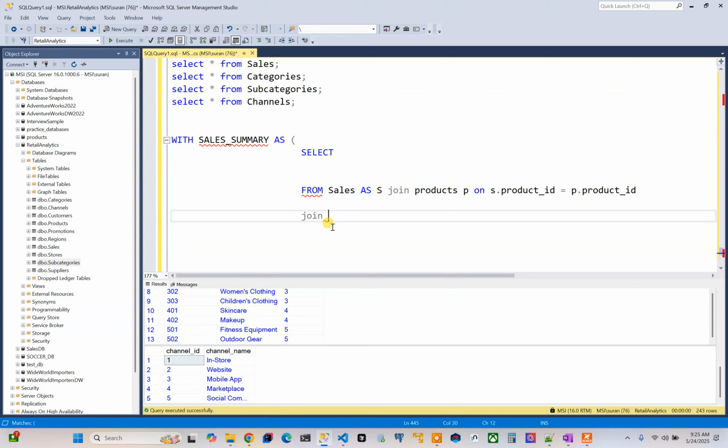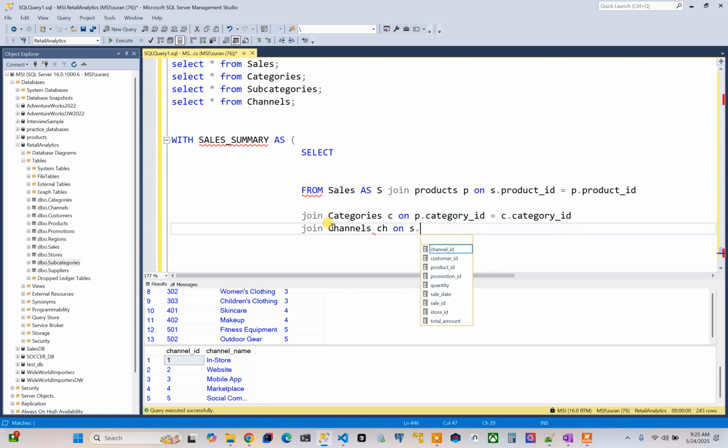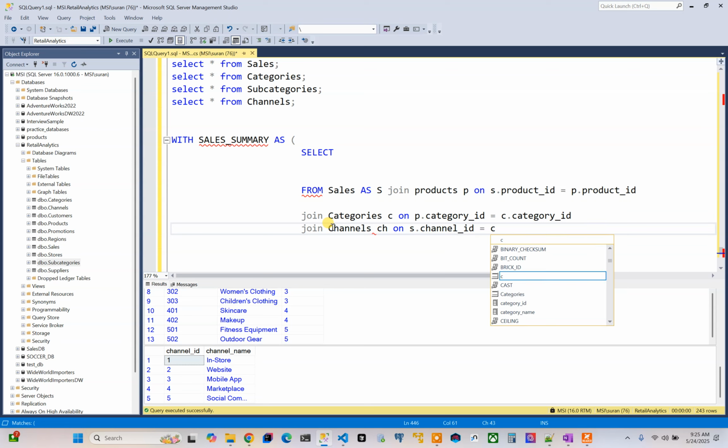We'll take the next one, category, c on s dot category. Here we need to connect it with p dot product category equal to c dot category. Then join channel ch on s dot channel id is equal to ch dot channel id. Great, so we have joined all these tables.